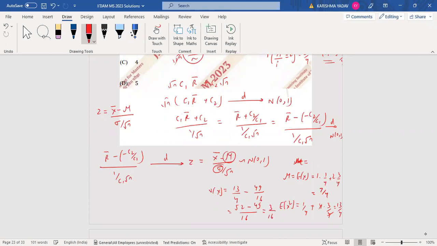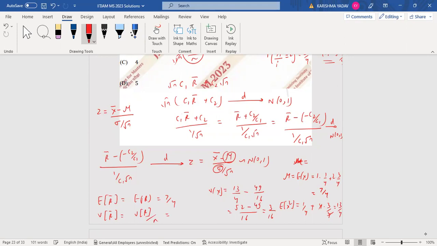So we have got the mean and variance of this r. For R bar, the expectation of R bar would equal the expectation of this R, which is 7 by 4, and the variance of R bar would equal the variance of R by n, right?